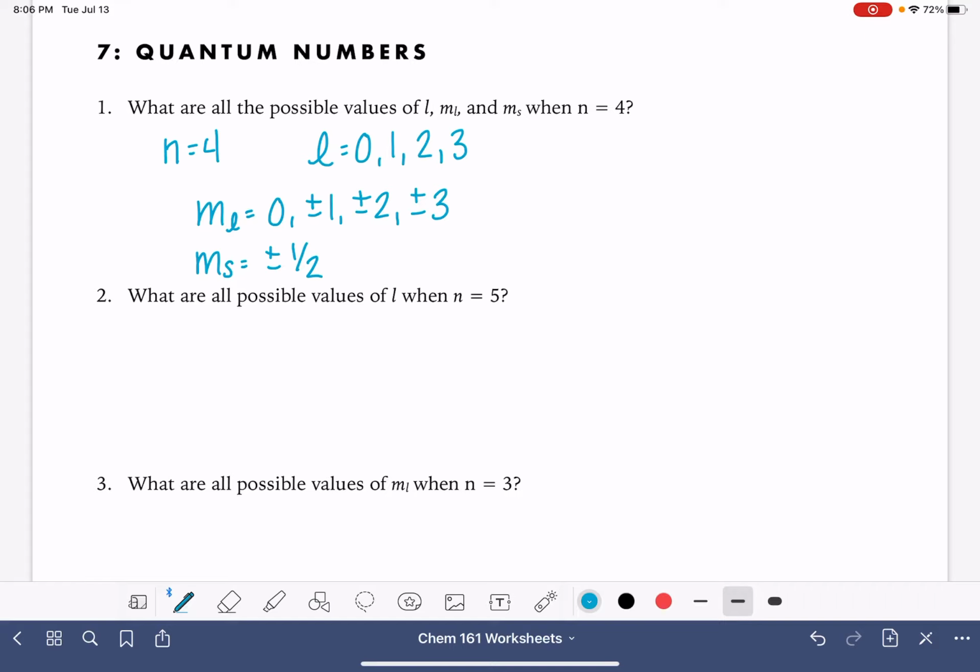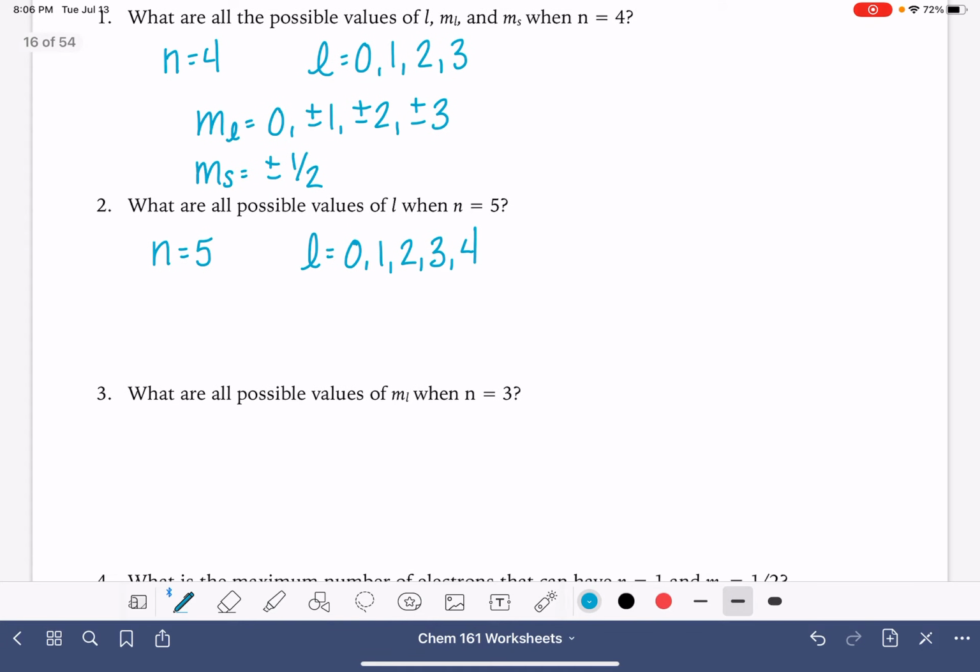The next one is asking us what are the possible values of L when n is equal to 5. Remember, L starts at 0 and it goes all the way up to n minus 1. So the possible values are 0 through 4. What about the possible values of M sub L when n is equal to 3? M sub L is based on L. So to answer this question, we have to start by coming up with the possible values of L, which are 0 and 1 and 2. Remember, it goes up to n minus 1. And then M sub L, not S, M sub L starts at 0 and it goes plus or minus all the way up to the maximum value of L.